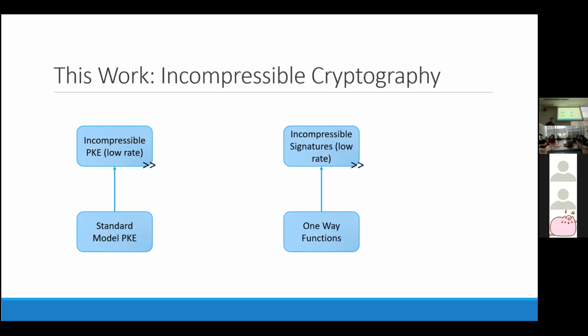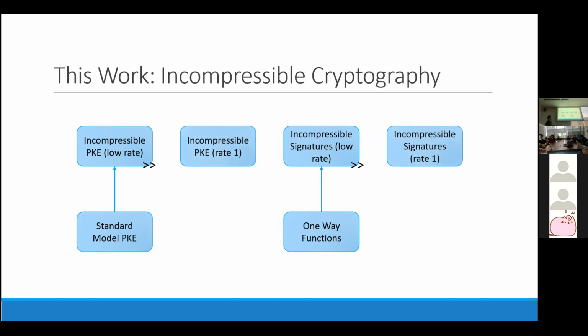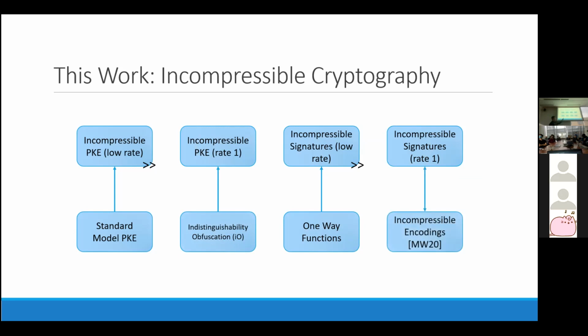So the honest parties can carry out the whole thing using low space compared to the adversary state. We also construct an incompressible PKE which has an optimal rate of 1, which says that the message size can be almost as large as the ciphertext size. This construction is based on indistinguishability obfuscation (IO) and incompressible signatures. We actually show, notice that it's a bidirectional arrow, that incompressible signature is equivalent to incompressible encodings, which was put forward by Moran and Wichs in 2020.